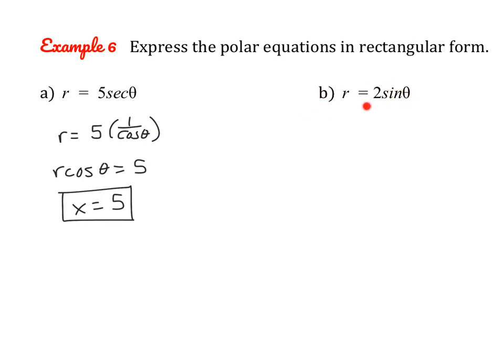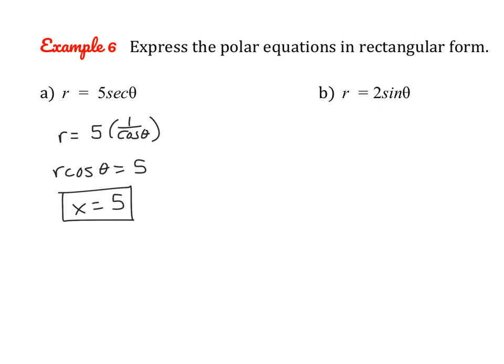Okay, so in example B, again, I don't see any of the things listed on the previous slide. And here, I don't really want to divide by sine because we don't want r over sine. So I look and I think, well, it'd be really nice if this said r squared because I could replace it with x squared plus y squared. It would also be really nice if this said r sine theta because I could replace it with y.